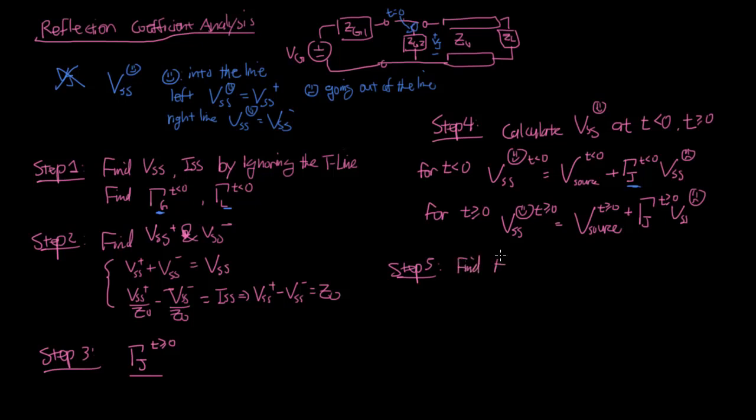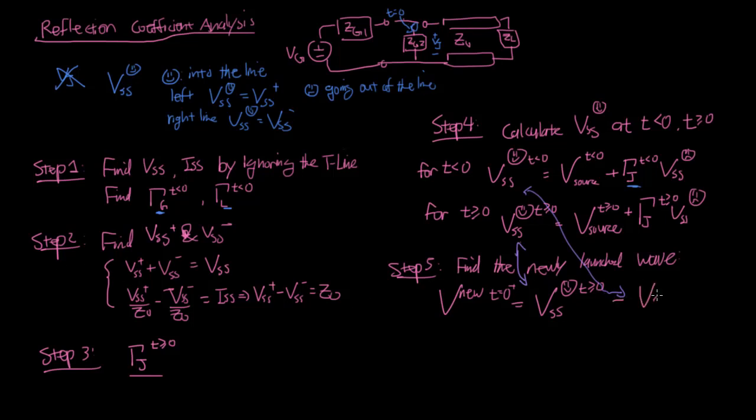So find the newly launched wave. V new at t equals 0 is going to be equal to VSS smiley face at t greater than or equal to 0, the quantity that you find here, minus VSS smiley face at t less than 0. The difference between these two is going to be your newly launched wave. And then you refer back to what you've learned previously. You draw the bounce diagram and propagate the new wave.